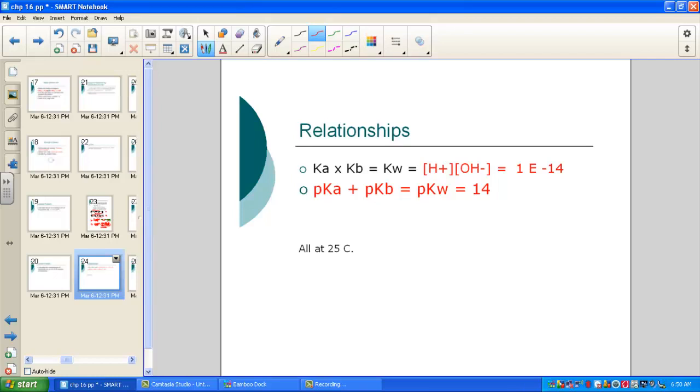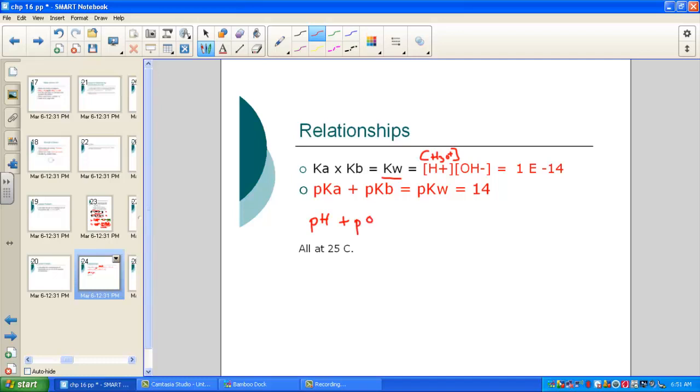So here's our relationship. We said that the value of Ka times the value of Kb indeed is the constant we called the ion product constant for water, Kw. It's equal to the acid ion, H+, remember that we could also see that as H3O+ for hydronium, times hydroxide, giving us the constant 1 times 10 to the negative 14. Another way of writing that, pKa plus pKb is equal to pKw, which of course is 14. Looks very familiar, doesn't it?